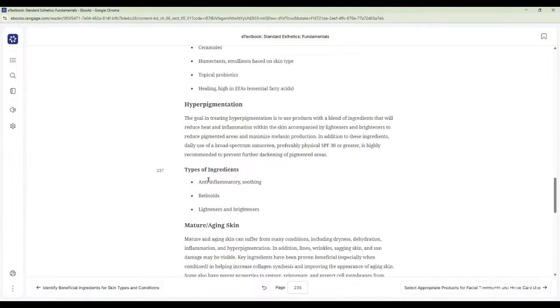Hyperpigmentation, looking at those ingredients that are melanin suppressants, melanin decompressants, and also lighteners or brighteners. Now, lighteners and brighteners are totally different. Okay. So we have to really measure exactly what we want with this particular client. Are we trying to lighten something or are we trying to brighten something?